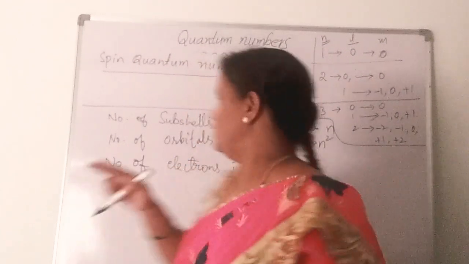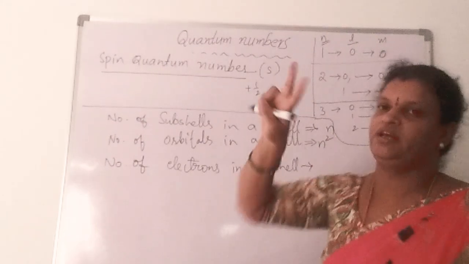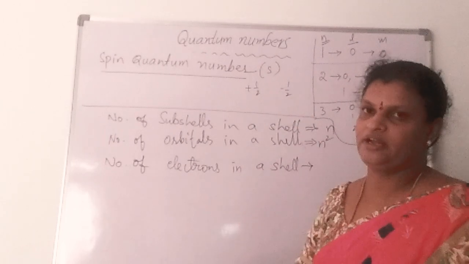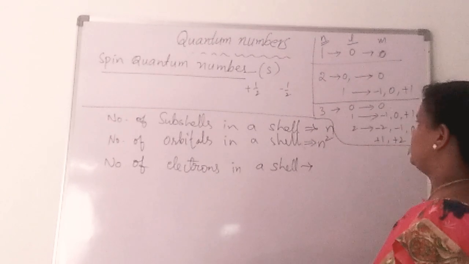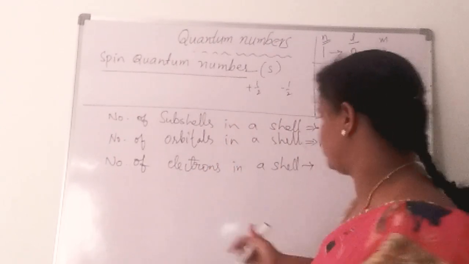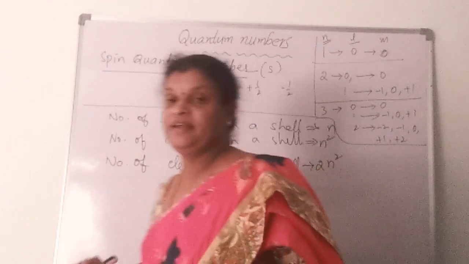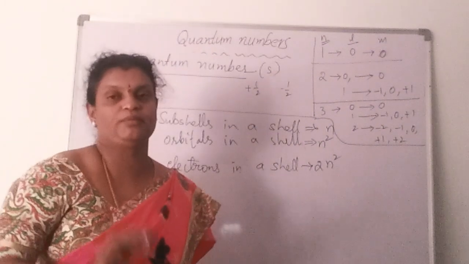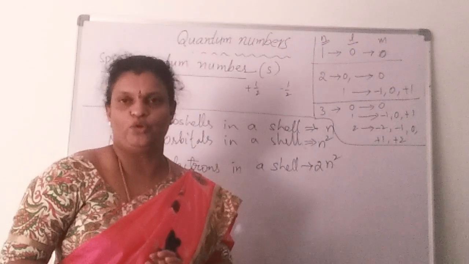Right? So like that, as we have in the first shell only one orbital, 2 electrons will fit. In the second shell, we have altogether 4 orbitals, so 8 electrons will fit. In the third shell, we have 9 orbitals altogether, so how many electrons will be there? 18 electrons. So simply we can write here, 2n square is the formula for the maximum number of electrons accommodated in a shell.